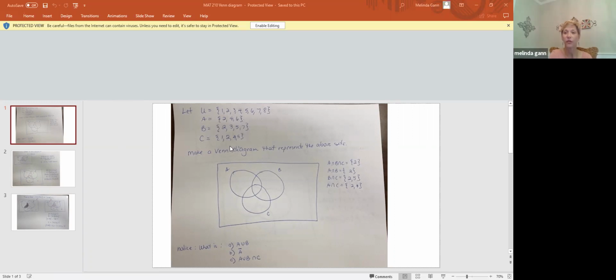The universal set is always going to be drawn as a rectangle. And then you put your sets in, like an A, a B, and a C. What you're going to do is fill it in from inside out. The first thing I did was see where A, B, and C all three intersect. I looked to see if they all three have anything in common, and they all have a 2.